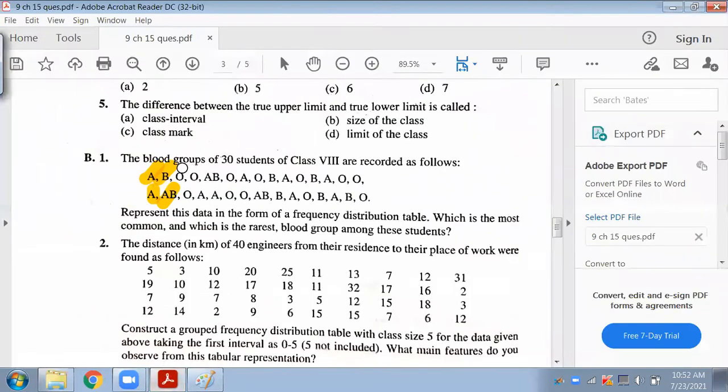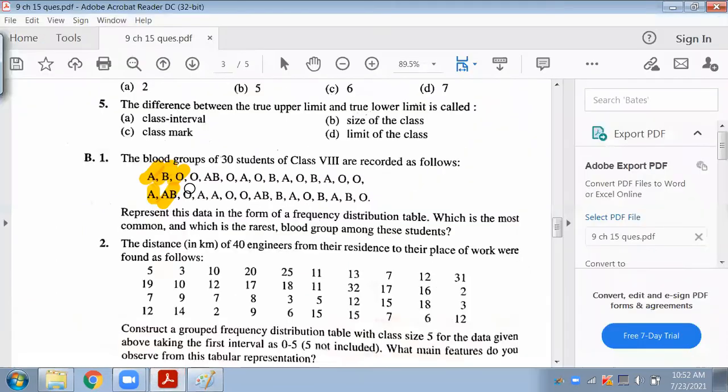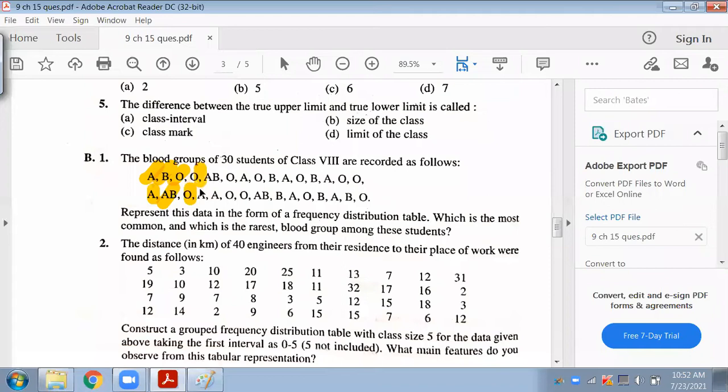Next again cut the next one. Next one is O. I'm cutting O, so near O I'll put the tally mark. Tally mark is just a vertical line. Then again comes the next one, O. Again put it near O. Next is again O.